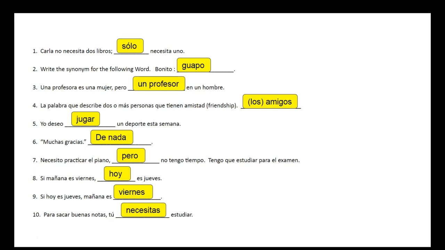Número dos. Write the synonym for the following word. Bonito, guapo. Una profesora es una mujer, pero un profesor es un hombre.